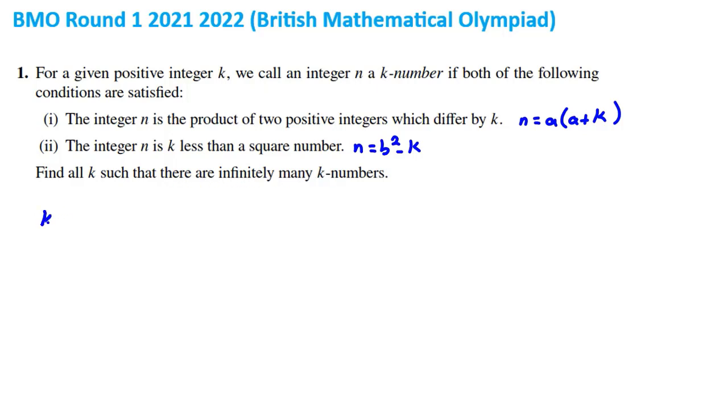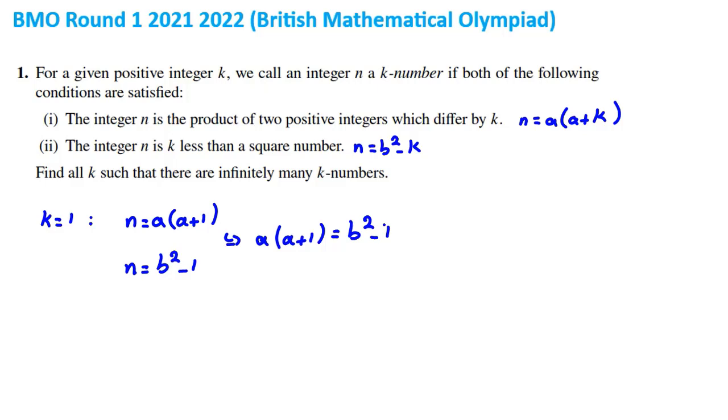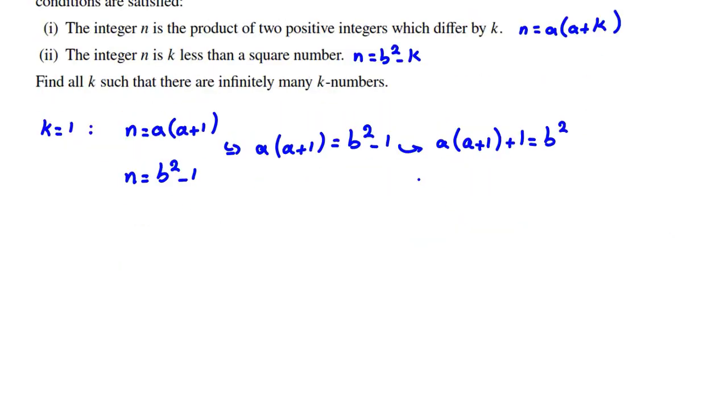So we check a small example. k is a positive integer, so the first k we should check is k equals 1. So n is a times (a plus 1), and n is b squared minus 1. So a times (a plus 1) equals b squared minus 1. Then what can we do? If we add 1 to both sides, a times (a plus 1) plus 1 equals b squared. In this case, a squared plus a plus 1 is b squared.